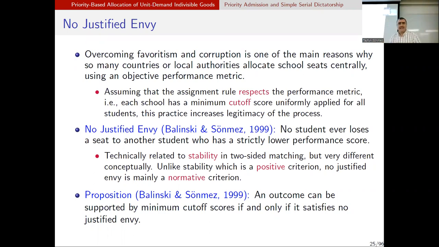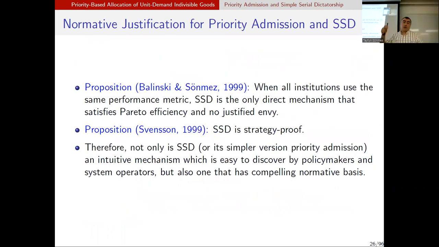Okay, and an outcome can be supported by minimum cutoff scores if and only if it satisfies no justified envy. So there is a very strong link between this cutoff idea and no justified envy. Now, when all institutions use the same performance metric, the problem is straightforward, and simple serial dictatorship is the only direct mechanism that satisfies Pareto efficiency and no justified envy. This mechanism also happens to be strategy-proof. So basically, if all evaluations are identical across all schools, the solution is simple, the natural solution that people come up with satisfies all the good properties that you expected. So this version of the problem is straightforward.